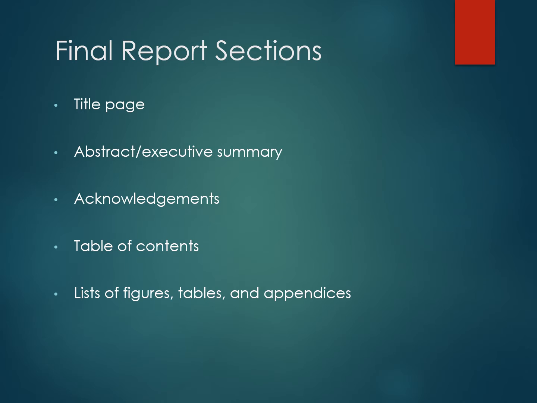So let's go over these a little bit more in depth. For the final report, you'll have the title page, which is going to list the title of your report and usually the names of the individuals that are contributing to the report. The abstract or executive summary really is a short summary of the entire report. So you're looking at a very quick introduction, a very quick background, a little bit more about the results, and then a little bit more about the recommendations. In general, you want this to be half a page to a page at most.